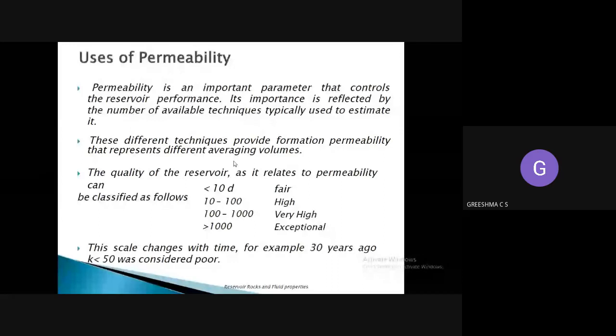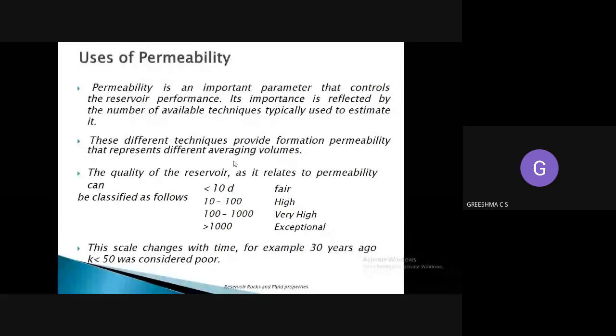So what is that? Permeability is very important to study the reservoir performance. Reservoir means we are storing water, so we have to study that performance: if the rock is permeable or not, whether it contains water or not, whether it is getting recharged or not. So permeability has a lot of importance in all these areas.